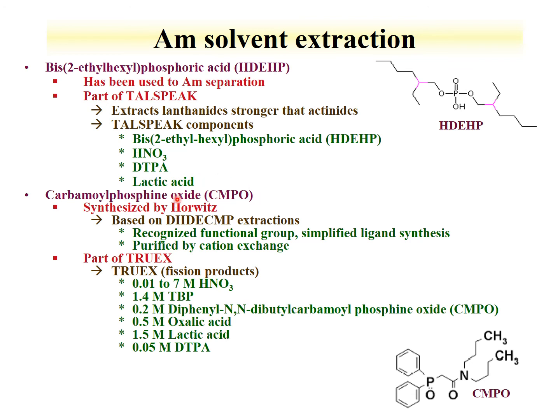CMPO has also been used, the ligand shown here, and this is part of the TRUEX process, which is used for fission product extractions. So, separation of the lanthanides and actinides from the fission products. It also employs tributyl phosphate, the CMPO, oxalic acid, lactic acid, again as a buffer, and DTPA.